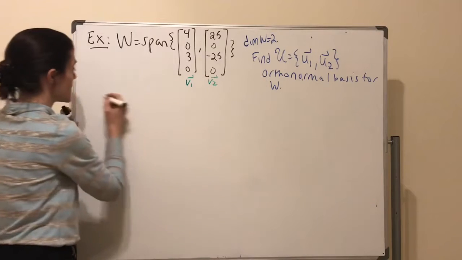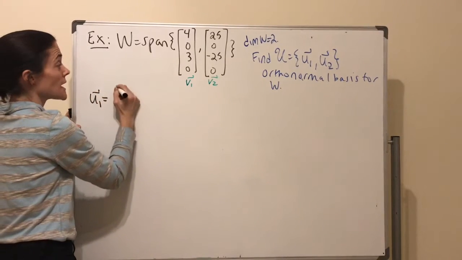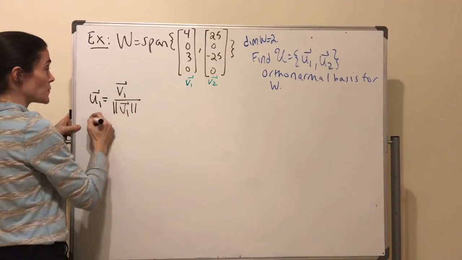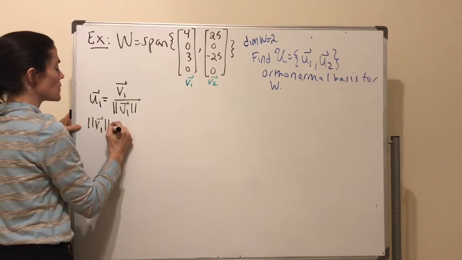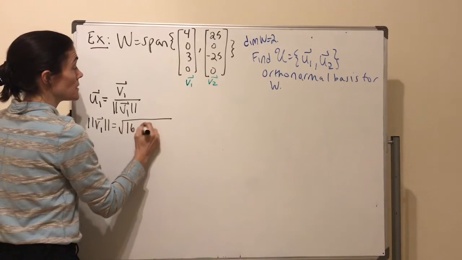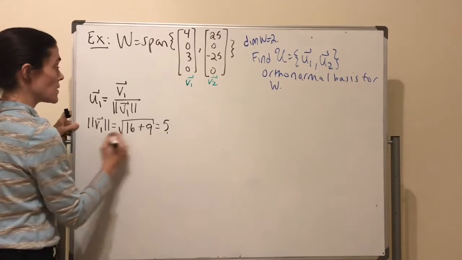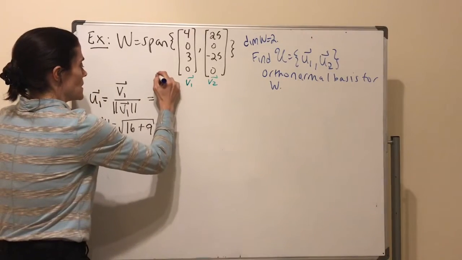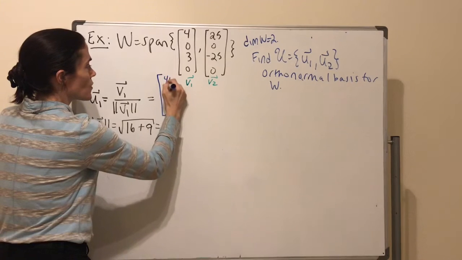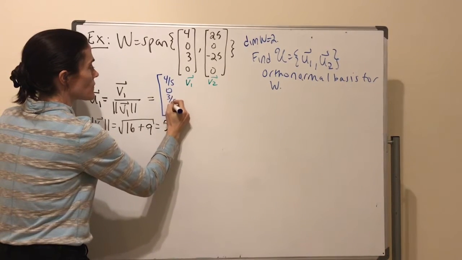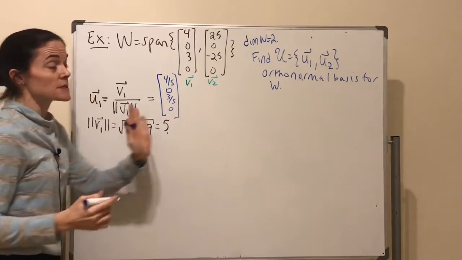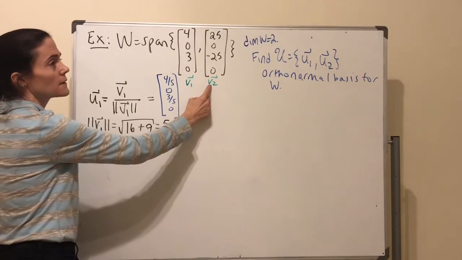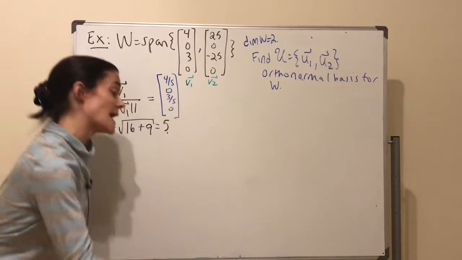Namely, to get U1, this is the easiest one to find, we just take V1 divided by its length. And we can calculate here, for instance, the length of V1 is the square root of 16 plus 9, which is 5. And so this vector U1, maybe I will write it in blue, is 4 over 5, 0, 3 over 5, 0. Okay, so we have the first vector in our orthonormal basis. But the problem is, how are we going to get a second vector?